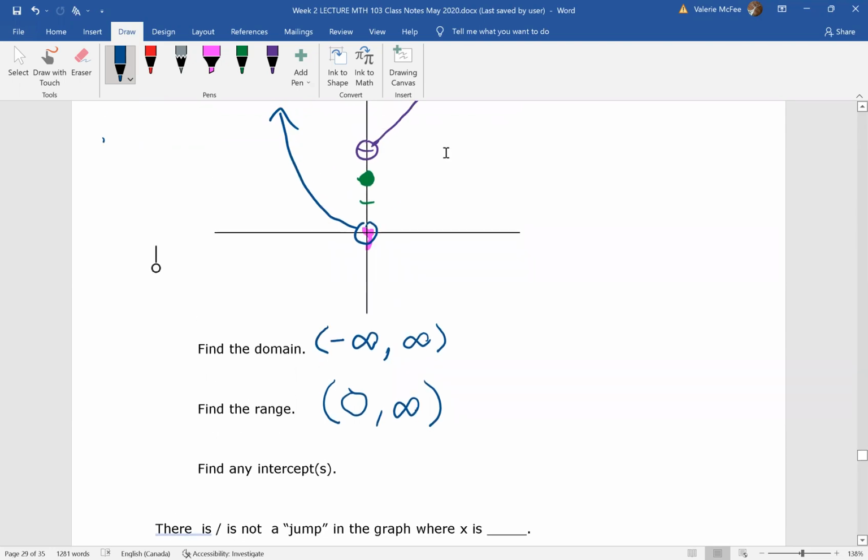When I look at the x-axis, there's only an open circle. This is not an intercept, because that open circle means that x is not equal to any number there. So the open circles are not intercepts. In fact, we only have one intercept here. We have a y-intercept where y equals 2.